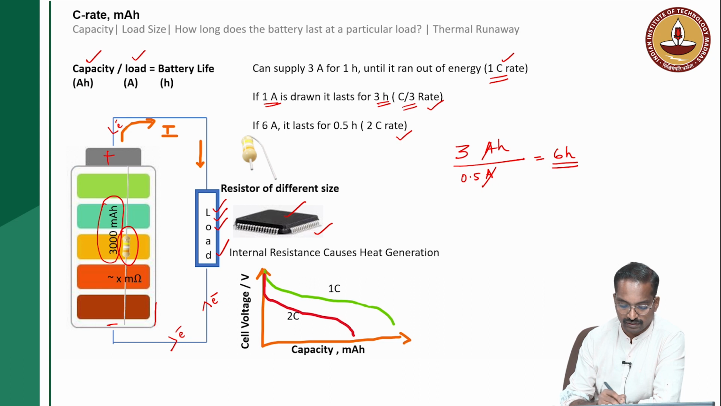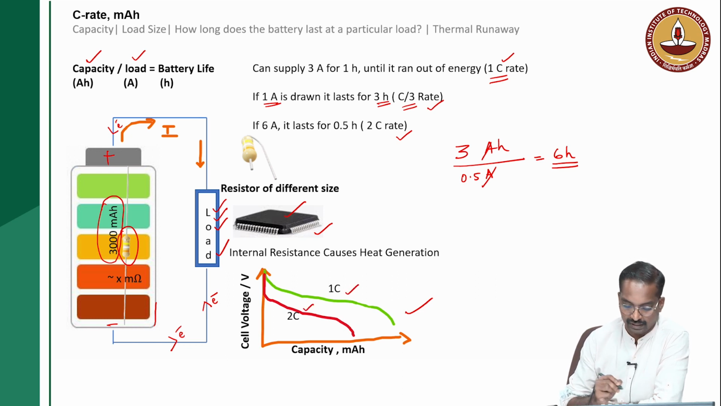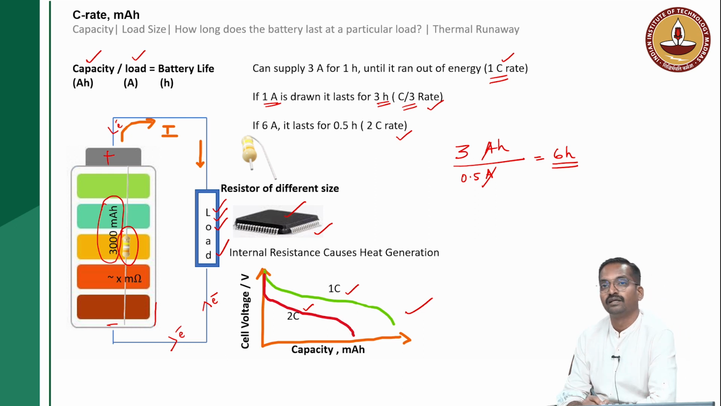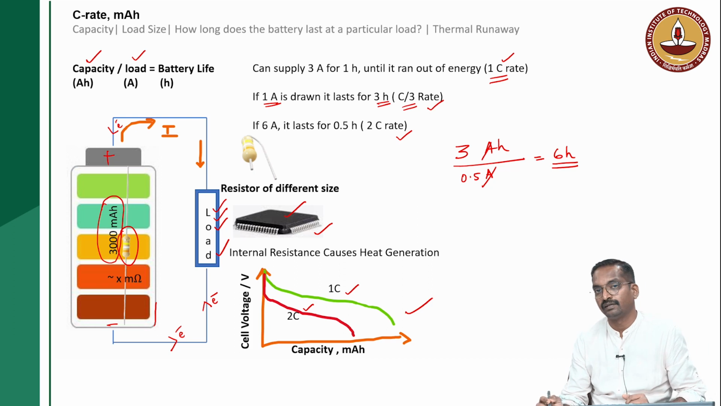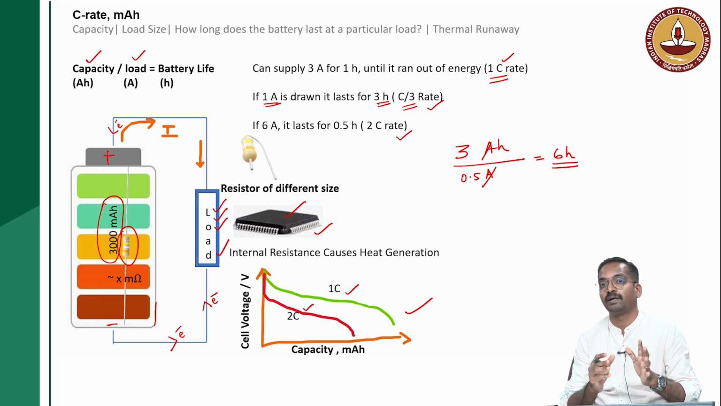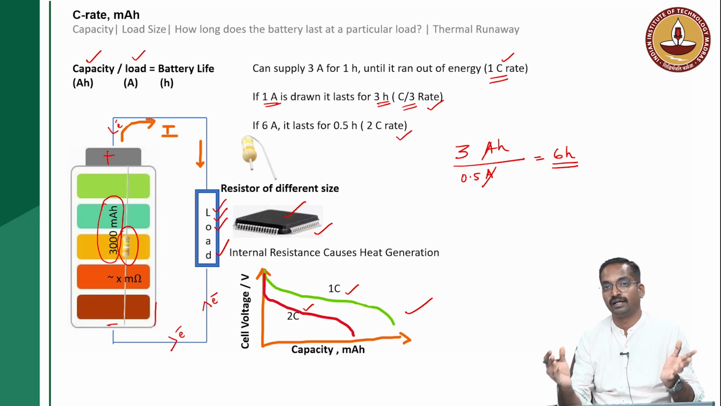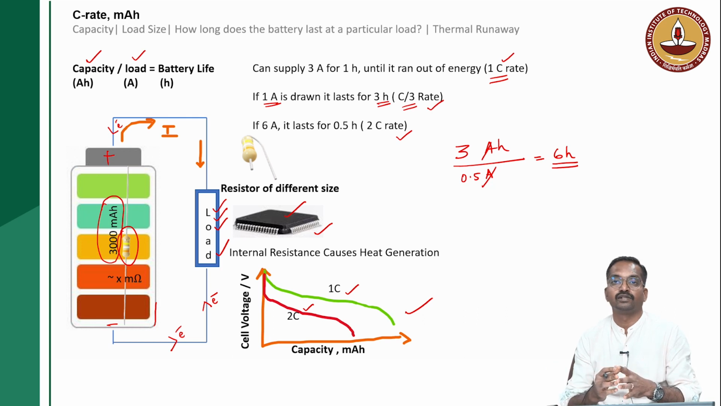This plot here shows the performance of the battery at 2 different C rates. This is at 1 C rate, this is at 2 C rate. The C rate tells about how fast you are emptying the energy in the battery. The total amount of energy present in the battery is constant. That does not change. So, it means I should get the same amount of electrical energy out whether I do it at 1 C rate or 2 C rate.